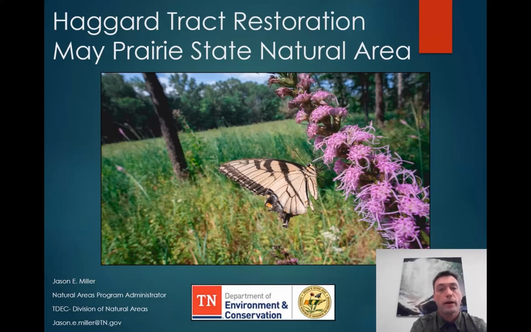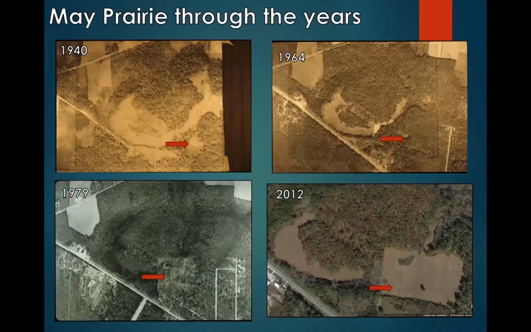Now, Prairie itself is about a 500-acre site on the eastern Highland Rim, but it contains our largest and most intact relict eastern Highland Rim wet prairie in Tennessee. It's probably the most significant botanical site in the state. And the Haggard Tract restoration is not on the prairie itself, but on an adjacent management unit located next to the prairie. So to get a sense for what we're doing at Prairie, I wanted to start with some historic aerial imagery.